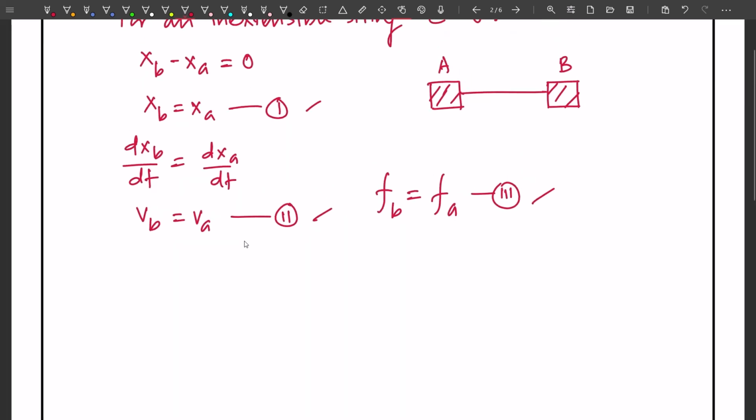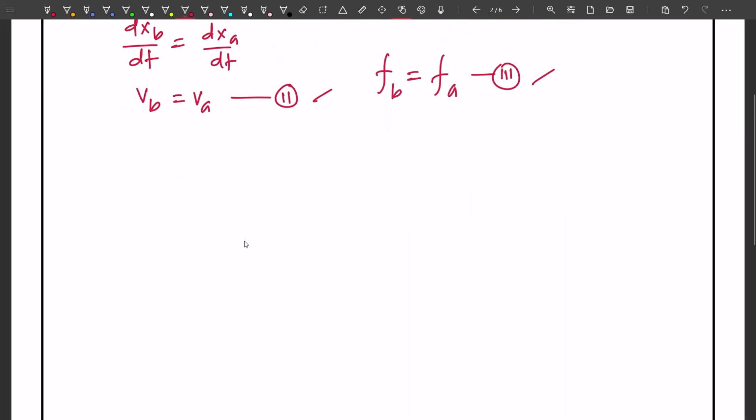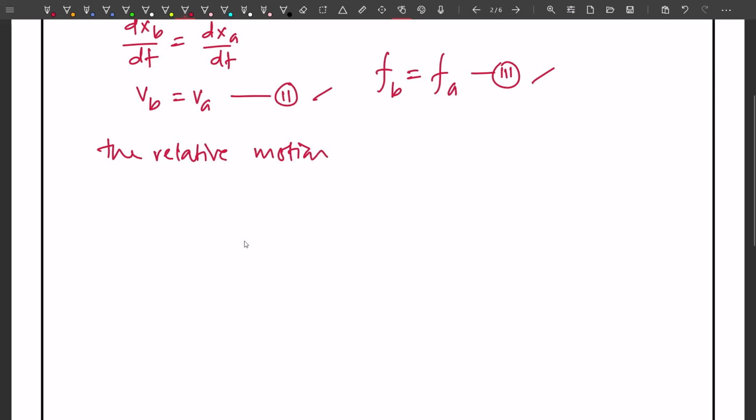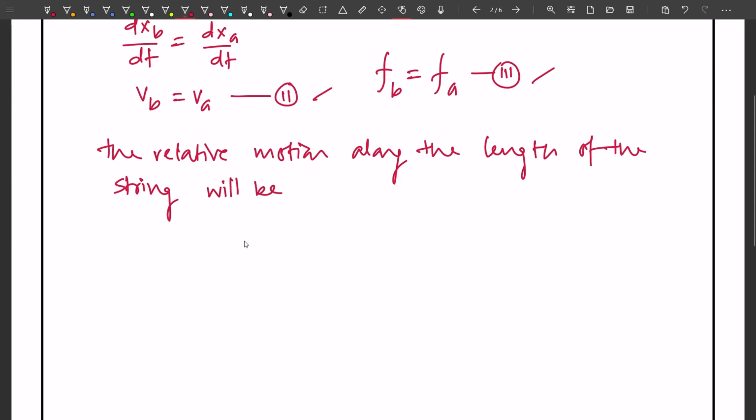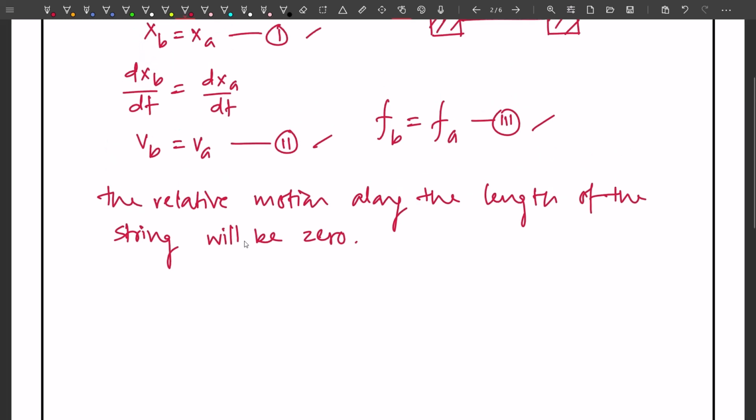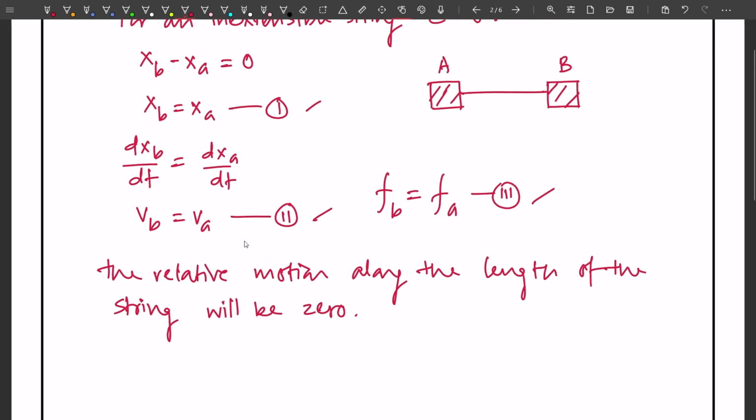To sum this up, we can say that the relative motion along the length of the string will be 0. Now the relative motion of the two blocks along the length of the string will be 0.